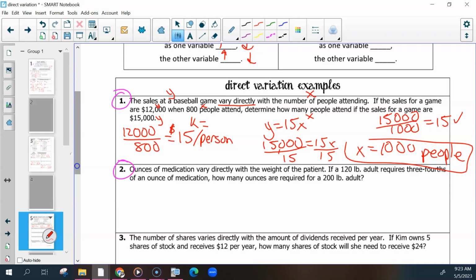Do you have any questions on how to set up or solve or get the answer for a direct variation word problem? Jaden, did you have a question? Let's do another.